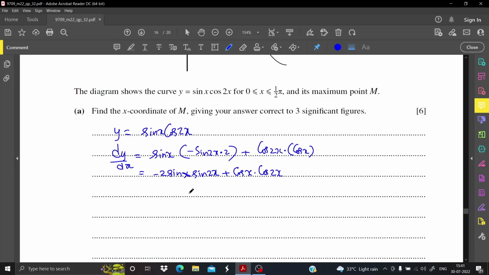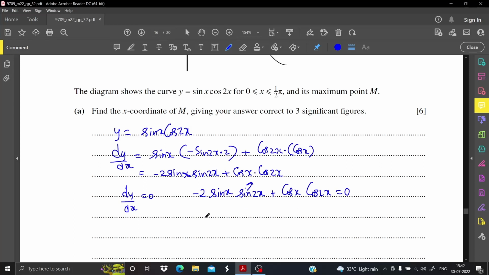So we have to find the x coordinate of M, and it's a maximum point. The maximum point happens at the turning point or the stationary point. To find the stationary point, we equate the dy by dx to 0. Now minus 2 sin x sin 2x plus cos x cos 2x equal to 0.